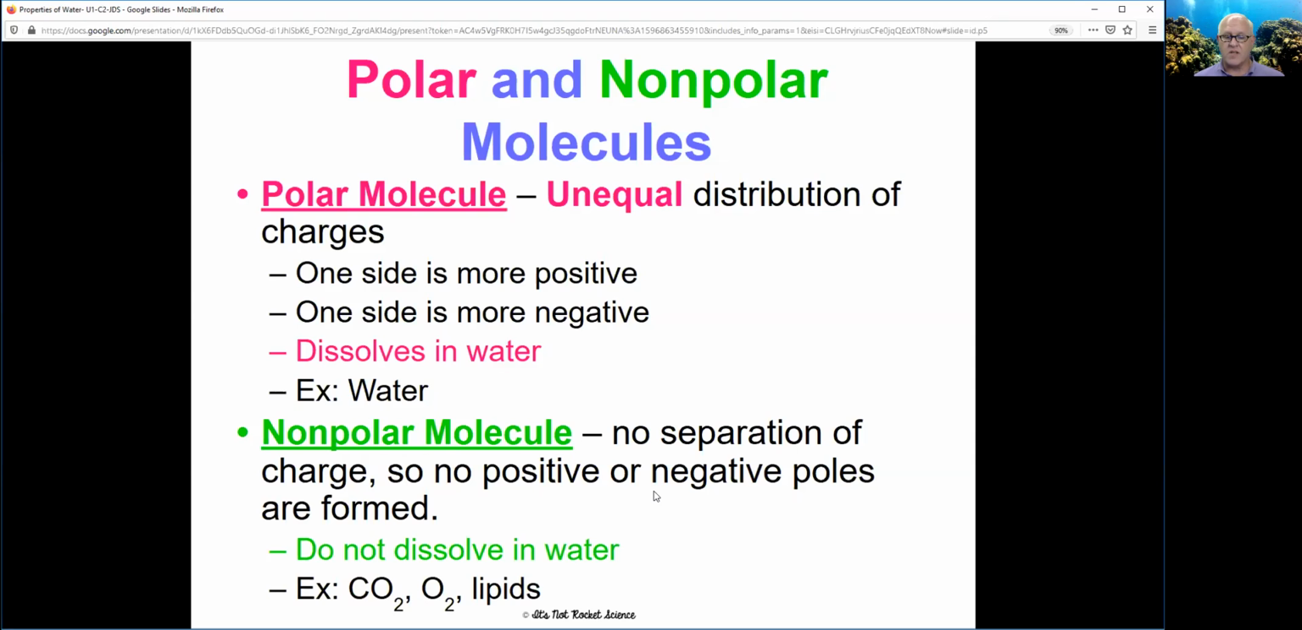Common nonpolar molecules are things like carbon dioxide gas. It will not dissolve in water. Oxygen, O2, will not dissolve in water. And lipids or fats do not dissolve in water. And that's how you will find the expression water and oil do not mix. Well, oils are lipids, and they don't dissolve in water at all. So we have polar molecules that will dissolve in water and nonpolar molecules that will not dissolve in water.